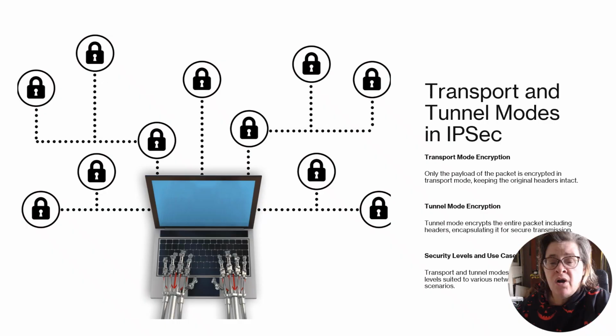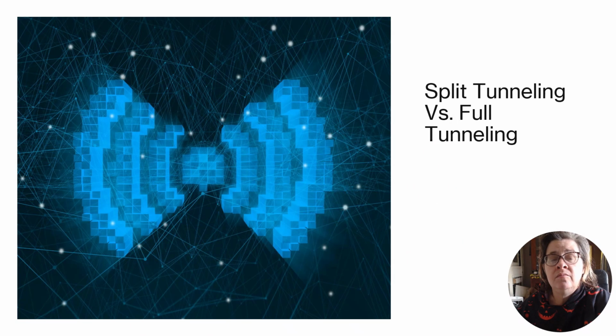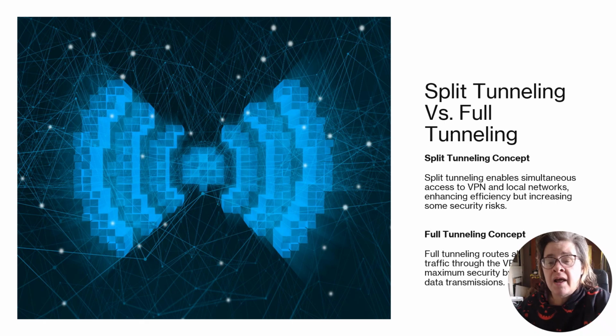In transport mode, only the payload is encrypted, while in tunnel mode, the entire packet is encapsulated and encrypted, providing different security levels and use cases. Split tunneling allows users to access the VPN and local networks simultaneously, improving efficiency but with some risks, while full tunneling routes all traffic through the VPN for maximum security.